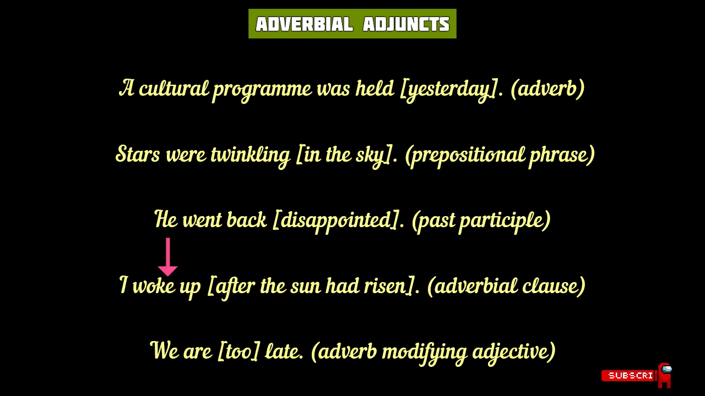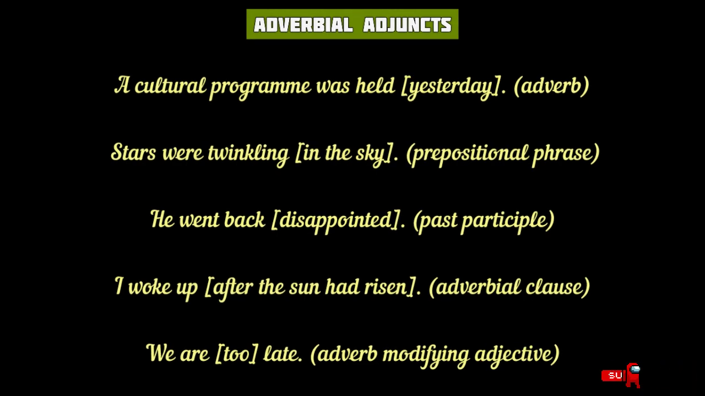An adverbial adjunct may also come before an adjective in the predicate to qualify it. For example, in the sentence, we are too late, the adverb too is modifying the adjective late. So the adverb too is an adverbial adjunct to the adjective late.